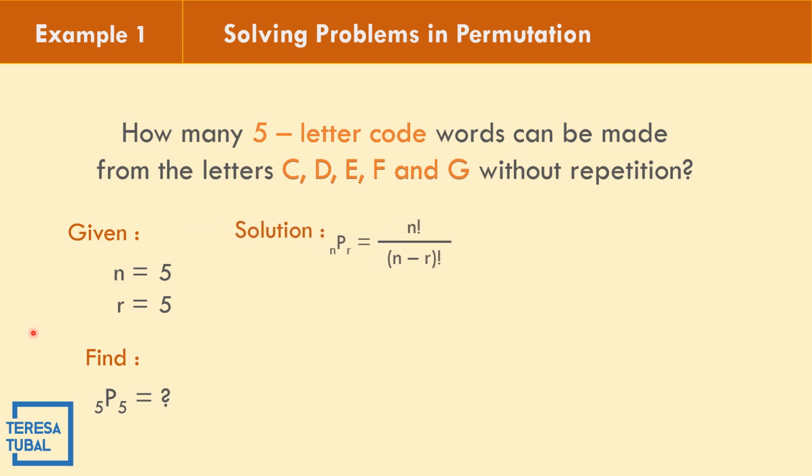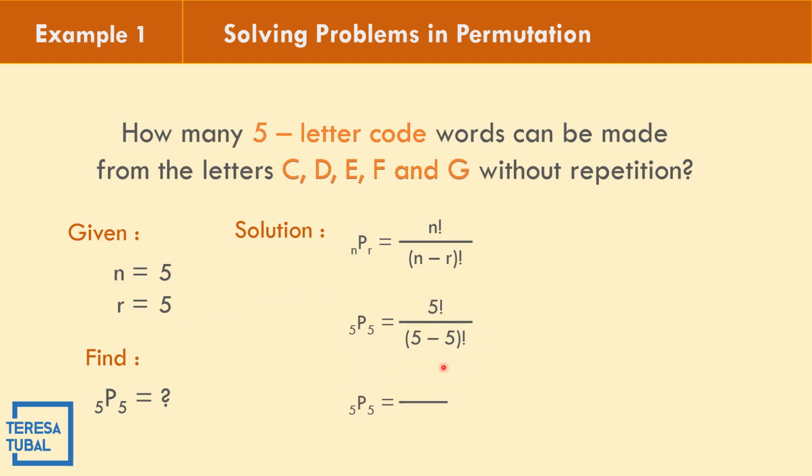The formula is equal to n factorial all over the quantity n minus r factorial. n is equal to 5, and r is equal to 5. We replace all those numbers in the given equation. So permutations of 5 objects taking 5 at a time is equal to n, that is 5, factorial, all over n, that is 5, minus r, that is 5, and then factorial.